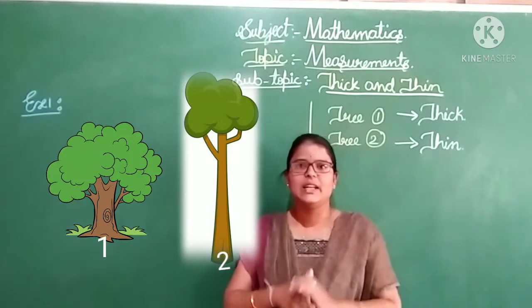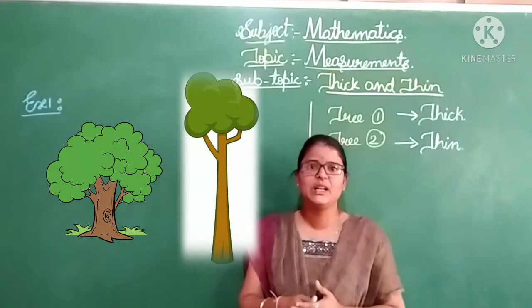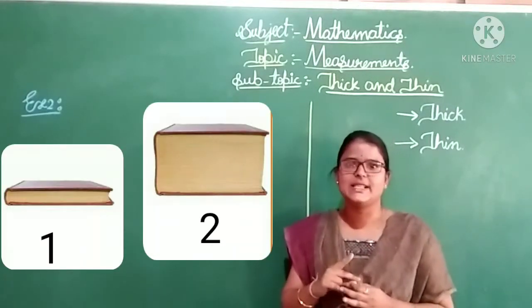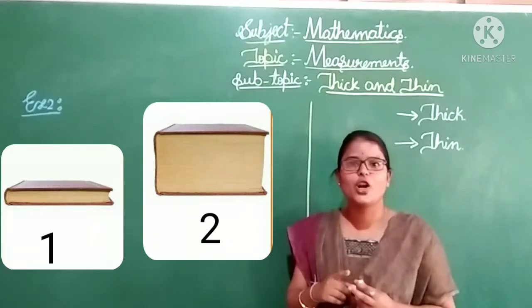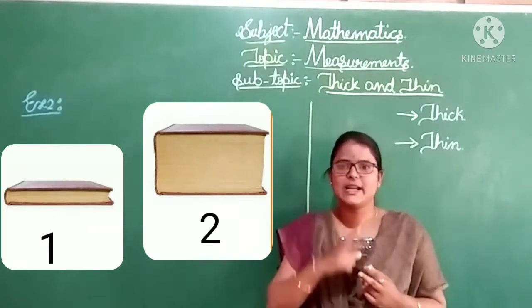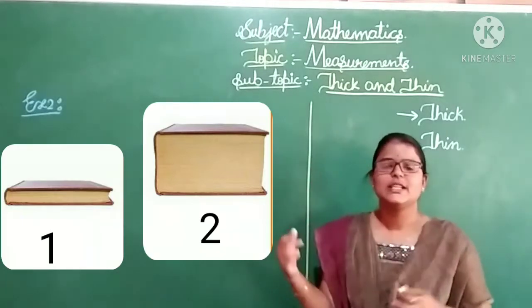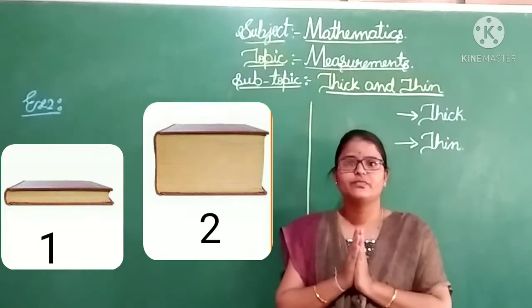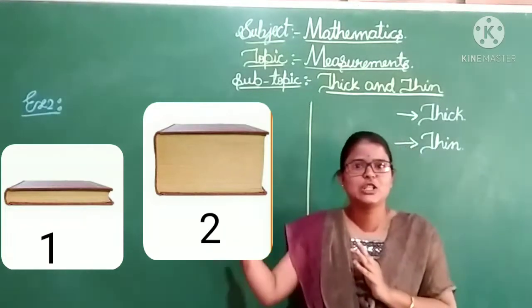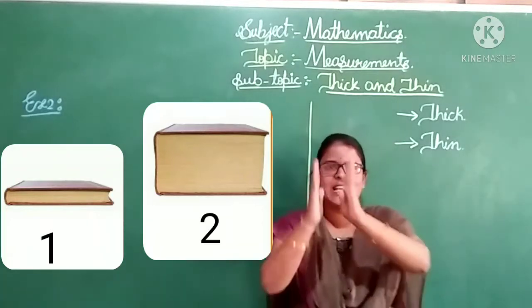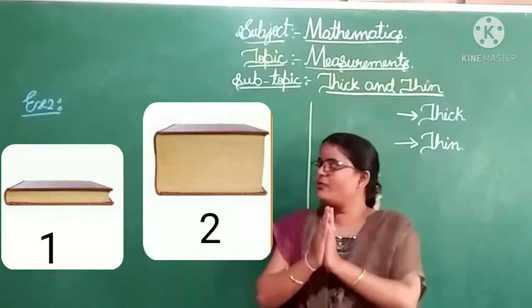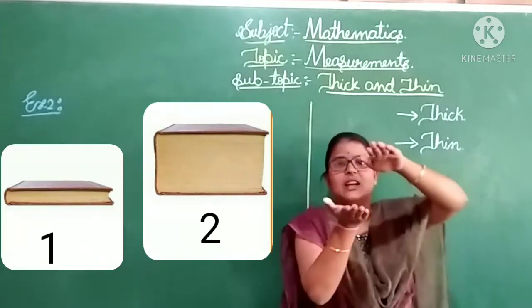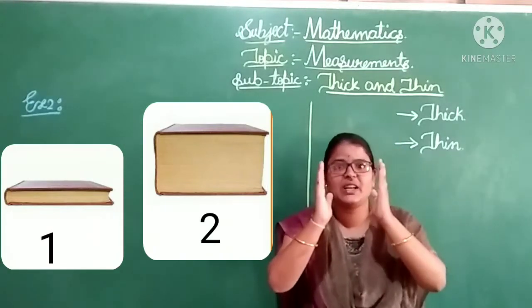Next, let us move on to the second example. See here, dear children. Example number 2. Can you see the books on the board? How many books are there? Two books, right? In those two books, you can see which is the thickest book and which is the thinnest book. See, the first book is the thinnest book. It is having this much size. Therefore, the first book is the thinnest book and the second book is the thickest book. It is much thicker, right?